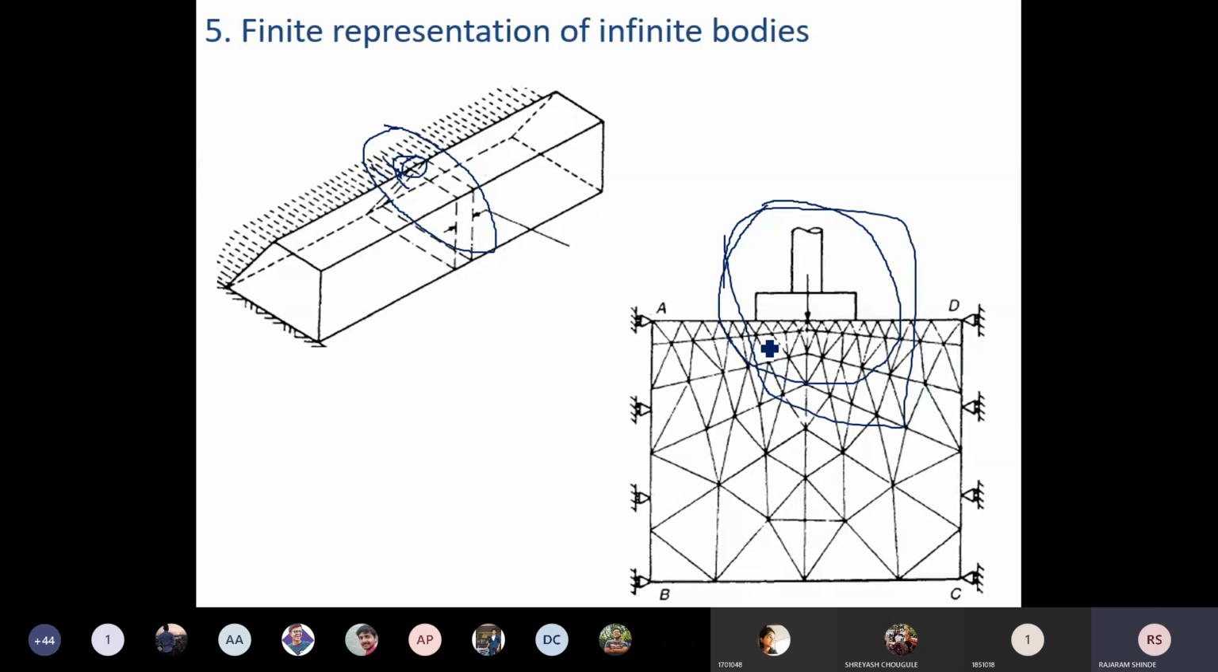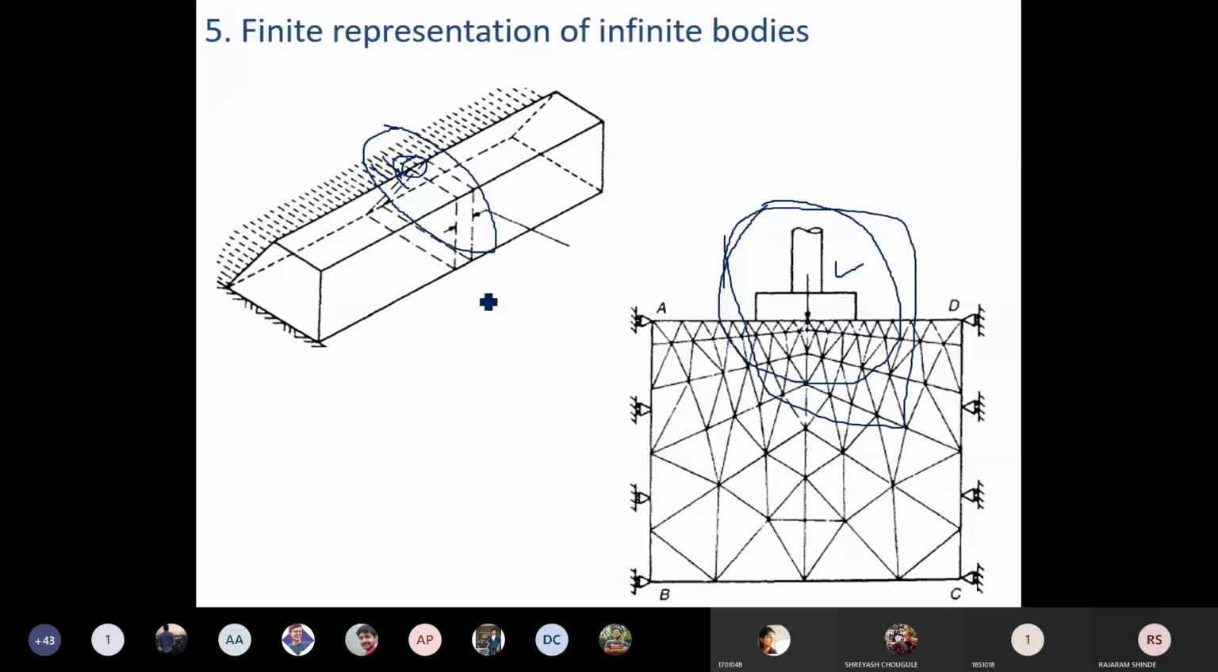If your foundation is safe in the critical zone, it will be safe in the remaining part. Same thing will happen here. In the dam, if your dam is safe at the critical location, then it will be safe away from the critical location. This is known as the finite representation of infinite body, because these bodies are infinite bodies. There are no well defined end conditions. So you have to model only the critical zone.